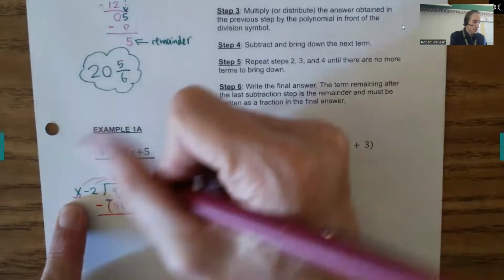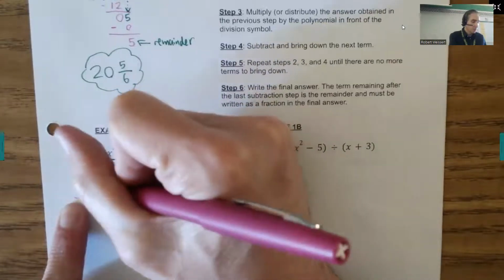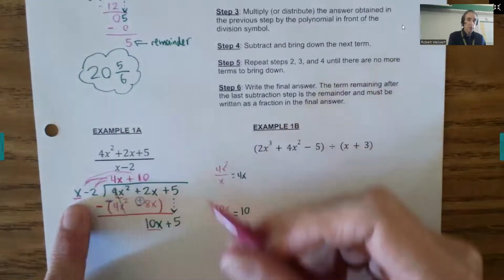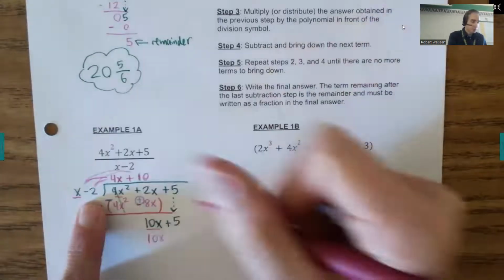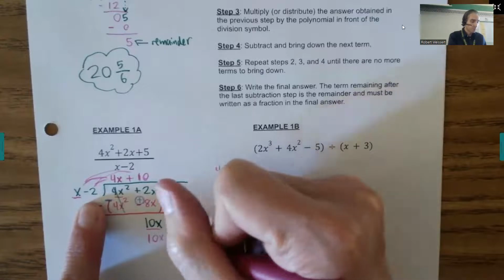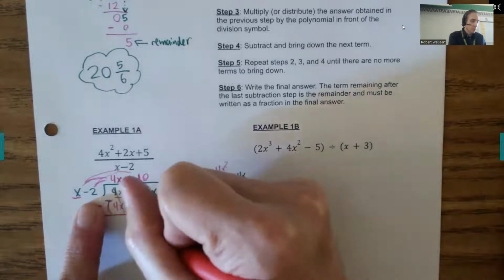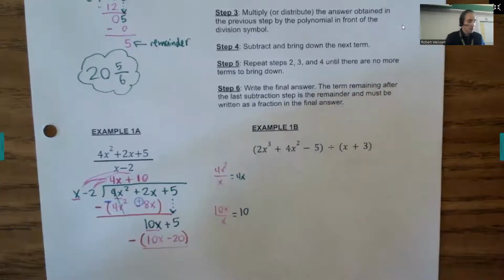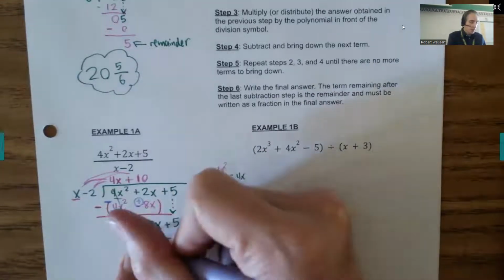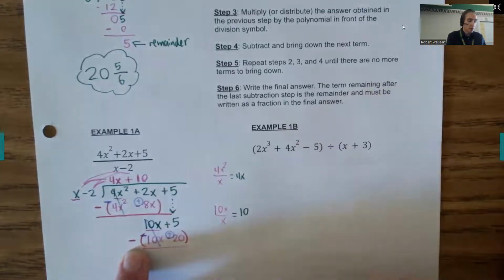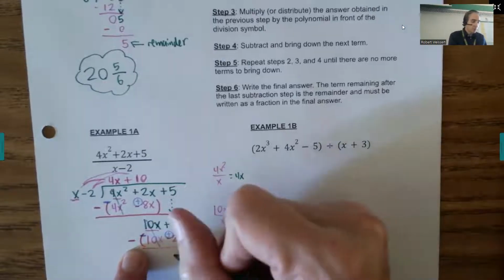And we're going to distribute again. So that 10 is going to get distributed to the x and the 2. So 10 times x is 10x. 10 times negative 2 is negative 20. Subtract down. So I'm going to put parentheses around that and change all the signs inside. So that negative will cancel that out. That negative and negative will again change that to a positive. And 5 minus negative 20 is 5 plus 20. That's going to give us 25.